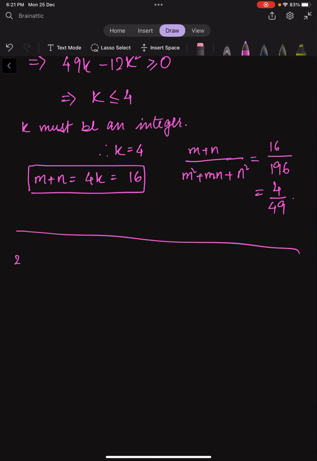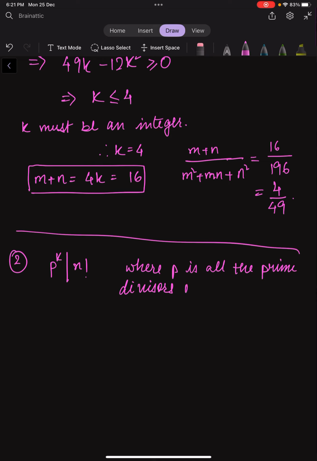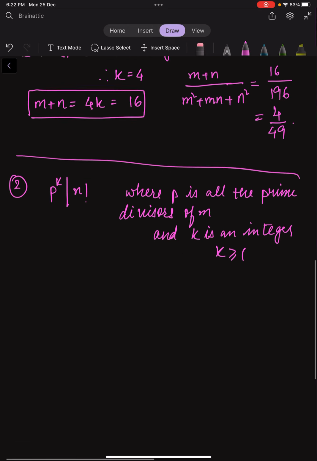Now going to the next problem, problem number 2. So here we have to prove that p to the power k divides n factorial, where p is all the prime divisors of m and k is an integer which is greater than or equal to 1.